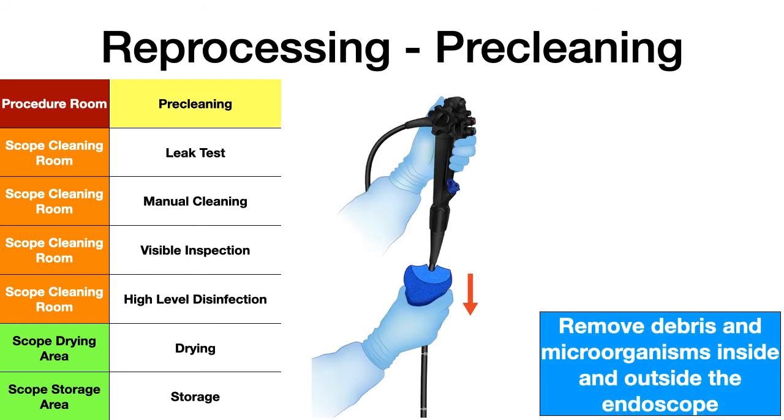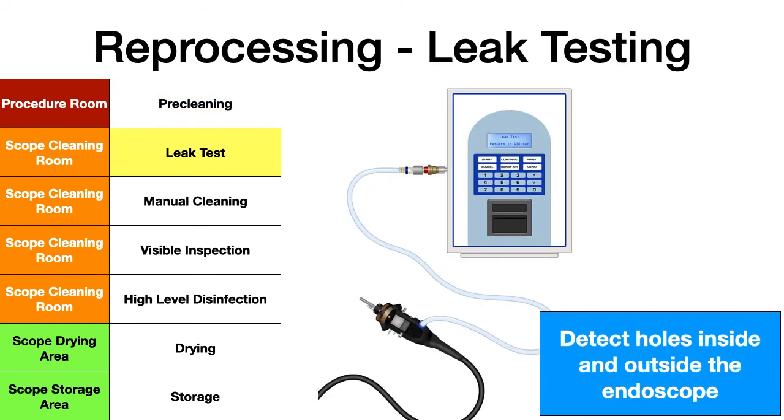So pre-cleaning removes debris and microorganisms inside and outside the endoscope. Once you come to the leak test, it detects any holes inside and outside the scope. If there are holes, you cannot take that scope for further processing. You need to just wipe it, and then depending upon the size and damage caused by the leak, you send it to the manufacturer for repair.